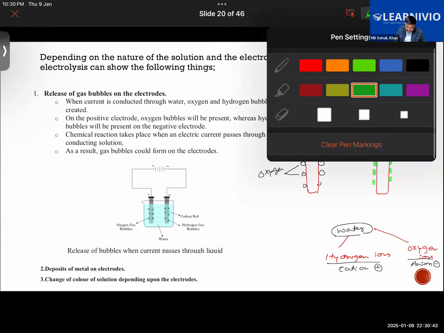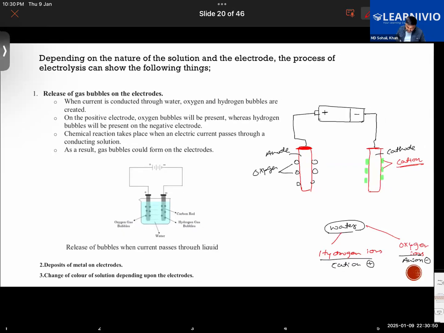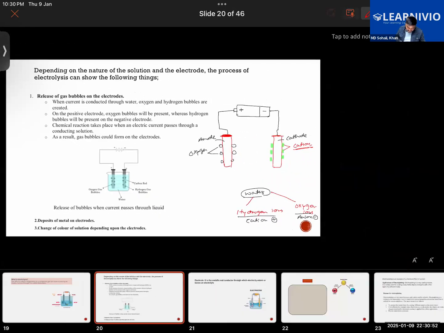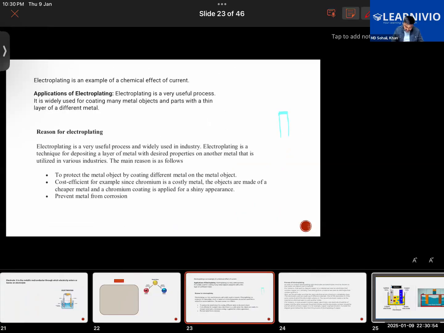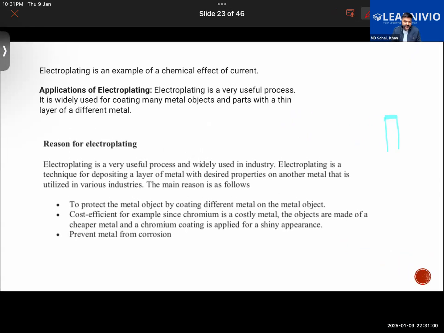If there's even the slightest doubt, please get it cleared. So that was it. In later classes, we will learn about electroplating particularly. That is also an example of chemical effect. Let us just discuss one small topic: why we would be doing electroplating.